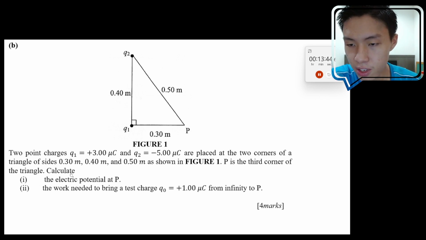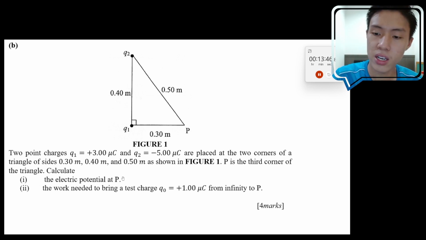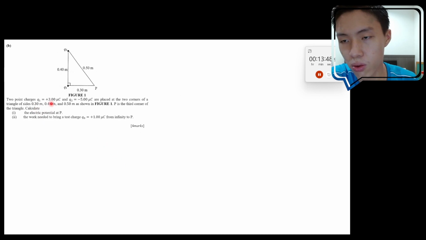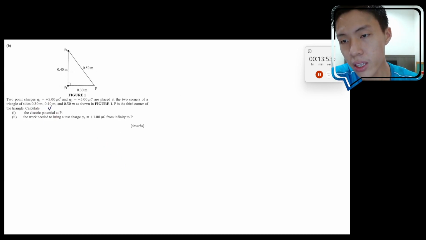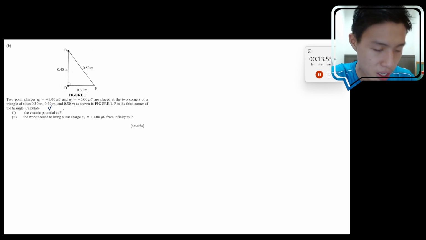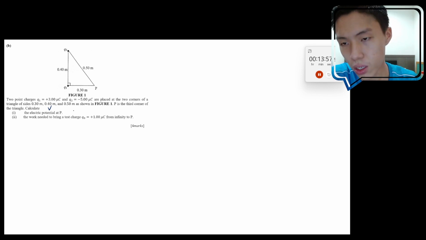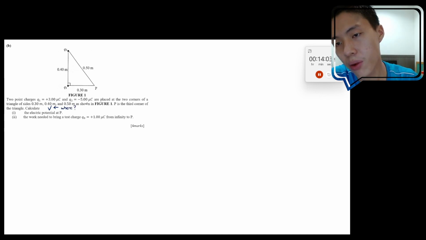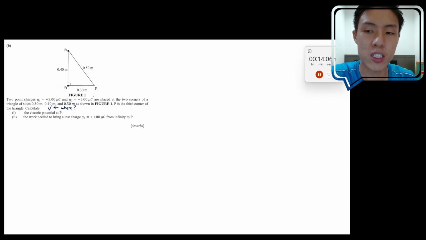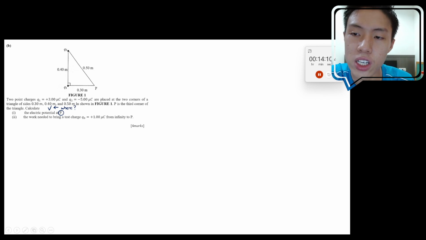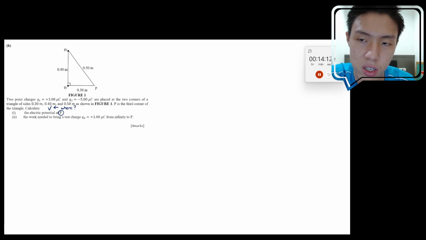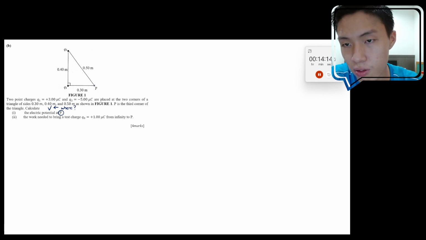So first thing, calculate electric potential at P. You see that they are looking for electric potential. Electric potential is V, and when you see the question asking for electric potential, you have to look for the location. Every time they ask for electric potential, they must specify a location, and in this specific question, the location is P. So this will be the location of interest.